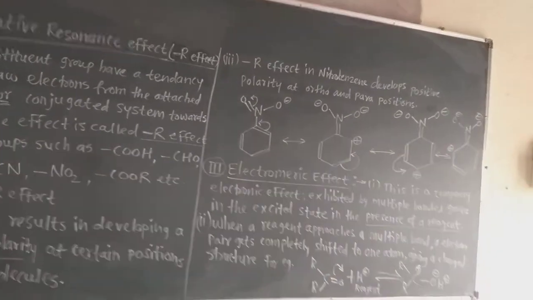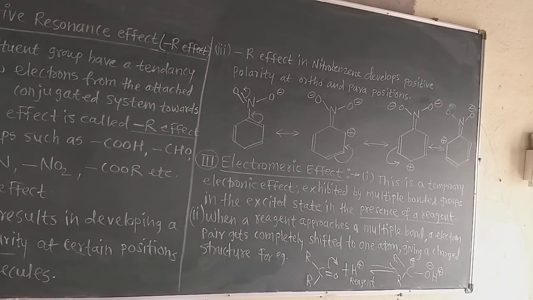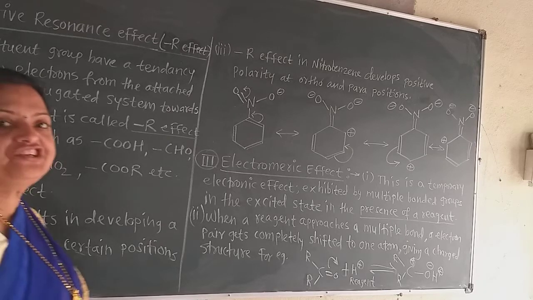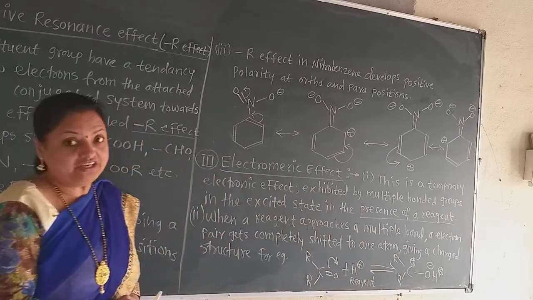Now this minus R effect is well illustrated in nitrobenzene. The minus R effect in nitrobenzene develops positive polarity at ortho and para positions, exactly opposite to that of the plus R effect. In the plus R effect, at ortho and para positions there is negative polarity. But in nitrobenzene, due to the minus R effect, there is positive polarity at ortho and para positions. How is it so? Let us learn. Now see the resonating structures of nitrobenzene.